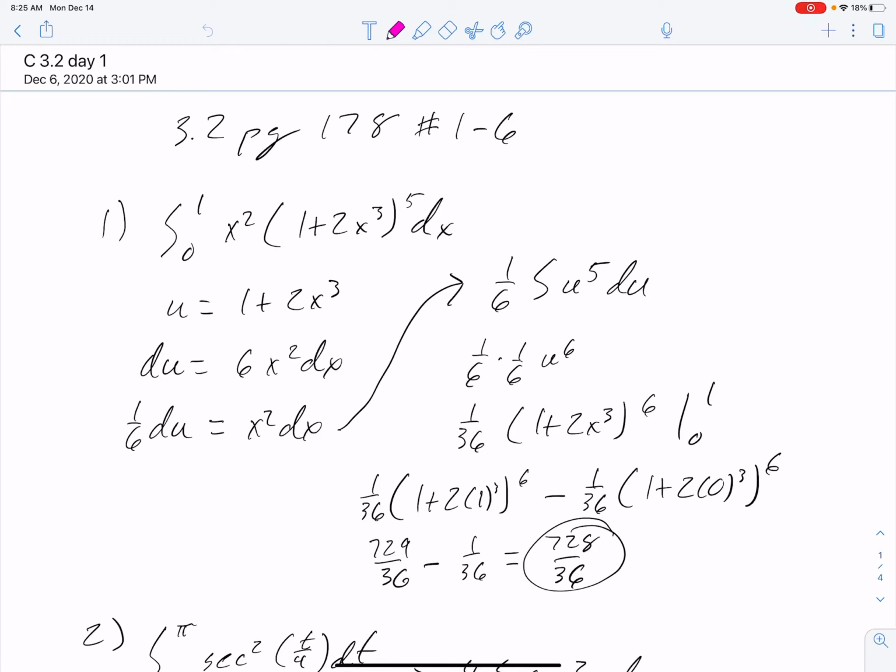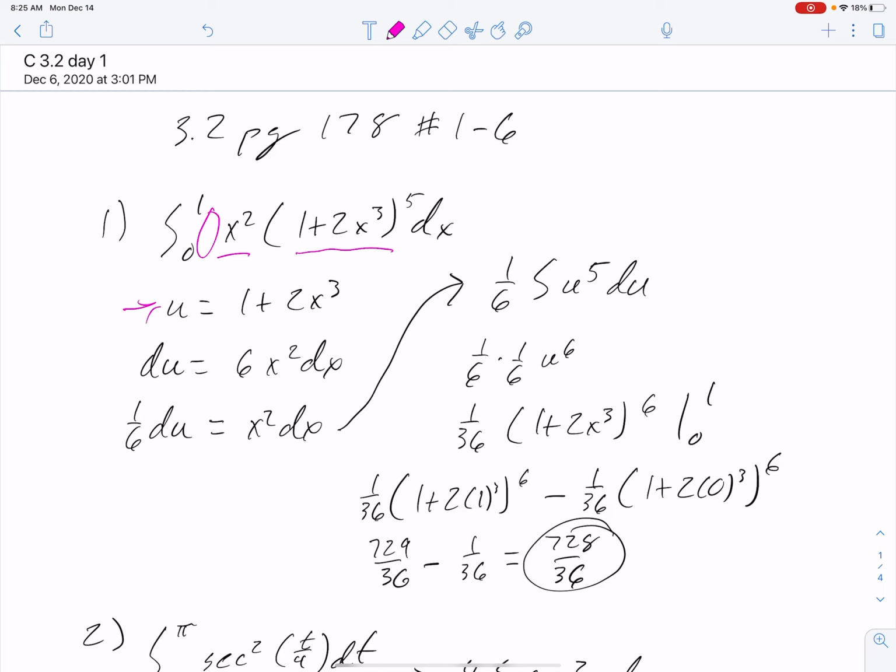All right, so here's the 3.2 homework. Again, nothing about the fundamental theorem is changing. The only thing that's changing is that we need to use U substitution to work with it. So, number one, I see a function and a function. I see that function's derivative. I don't see the right coefficient, but we can take care of that.